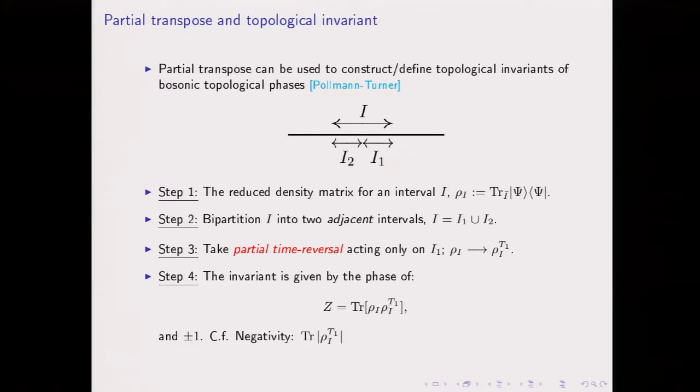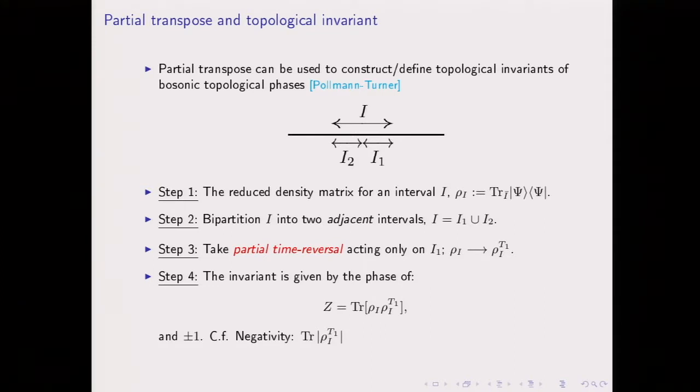But since the Haldane phase is a topological phase protected by time reversal symmetry, we have to somehow input this fact. Time reversal symmetry is necessary. And then, as it turns out, this partial transpose is a very good way to make use of time reversal symmetry to define a topological invariant. So here's a procedure which is according to Pollmann and Turner.